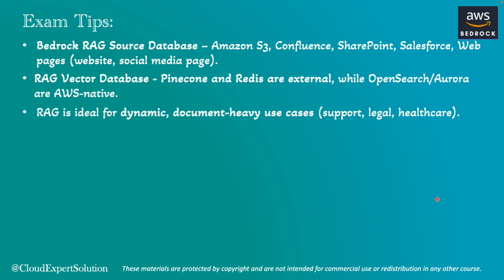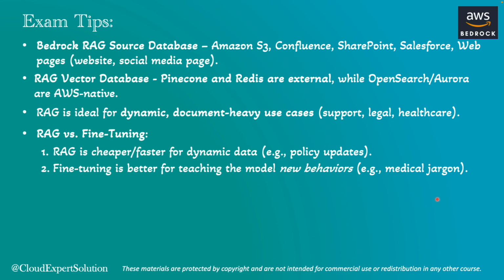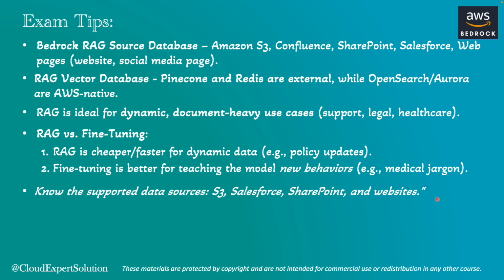RAG is ideal for dynamic, document heavy use cases. If you have a use case in support, legal, or healthcare domains, then RAG is ideal. Also, you have to remember the difference between RAG versus fine tuning. RAG is cheaper and faster for dynamic data, that is when the policy updates frequently, whereas fine tuning is better for teaching the model new behavior, that is medical jargon or any enterprise specific terminologies. You should know the supported data sources. This is very important. It is in line with point number 1.